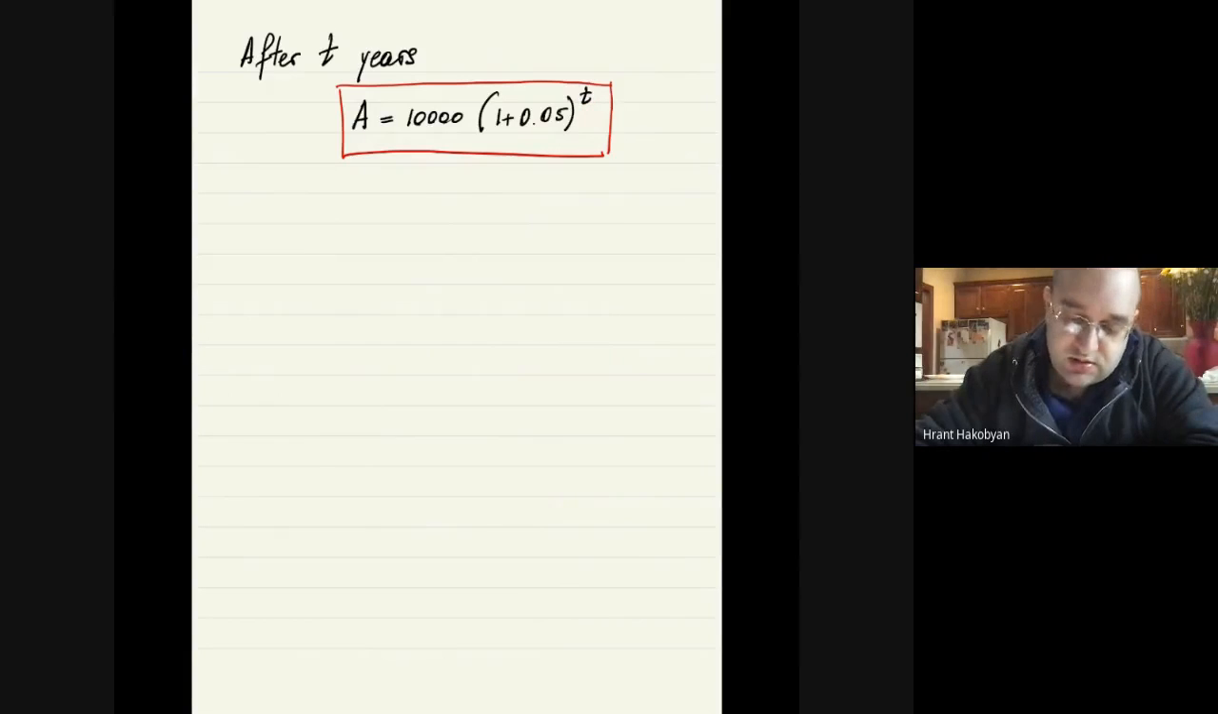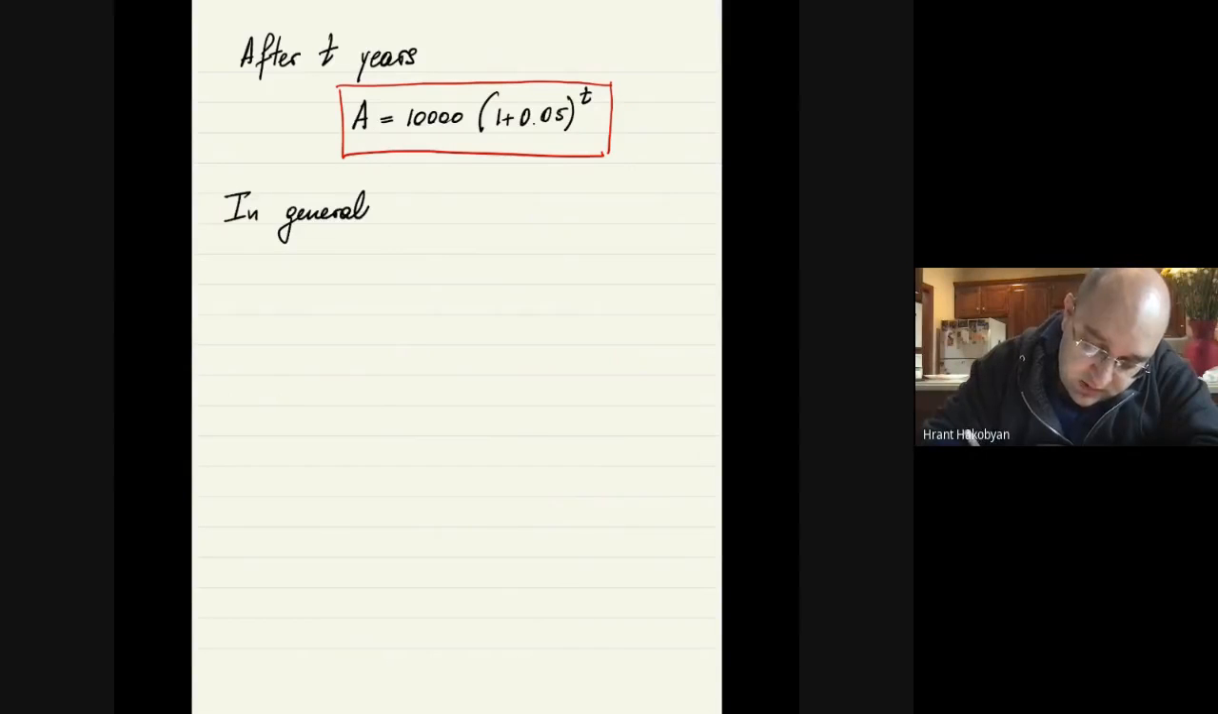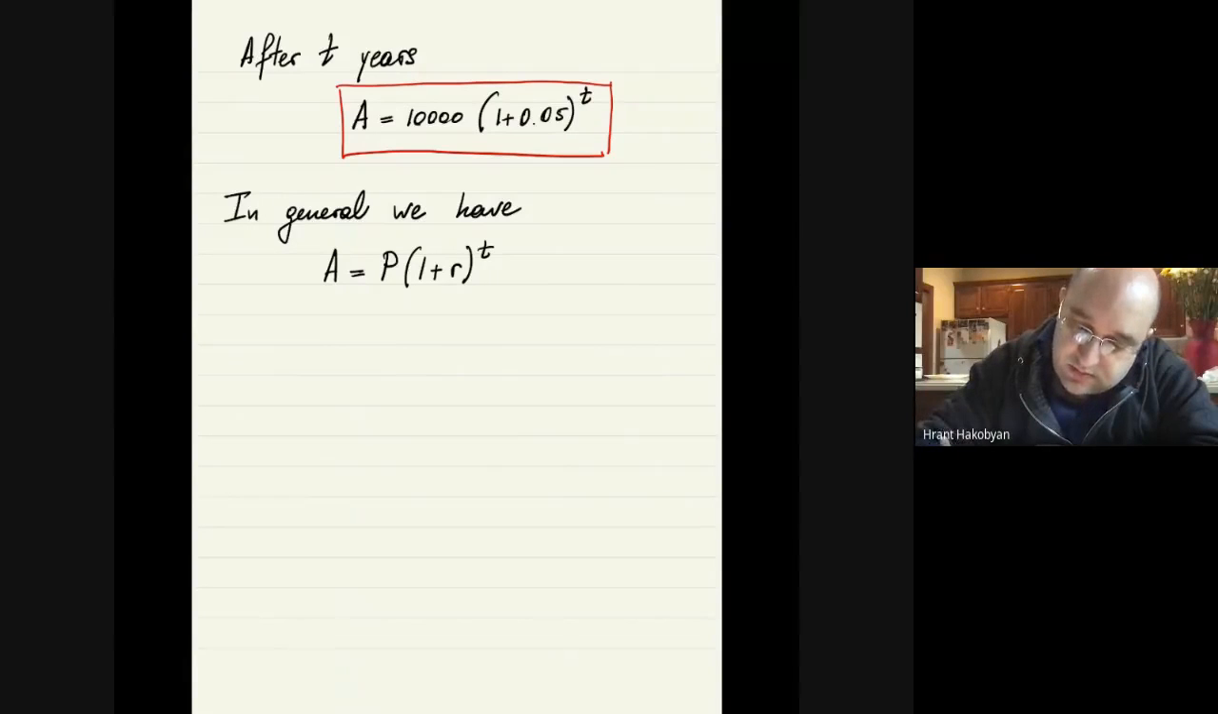So the only thing that changes with the time is this thing here, the time, t. So for instance, if I do 2 years, then I will have a square here and I can do the calculation. So this is a very general formula. So the formula becomes this. So in general, we have this formula. So A is equal to P times 1 plus R to the power T. So let me explain what this formula is.